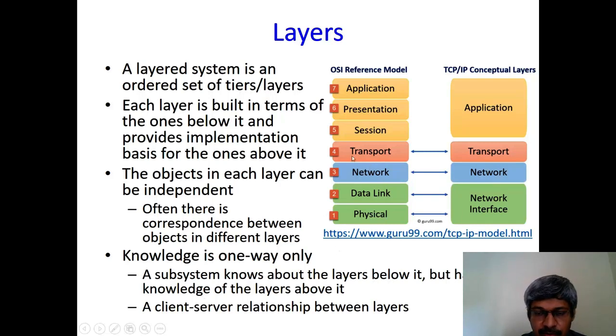So for example, the transport layer knows about the layers below it, basically the network layer. It may also know about the data link layer and physical layer. But it has no knowledge of the layers above it. It doesn't know about the session layer. And a client-server relationship exists between these layers.